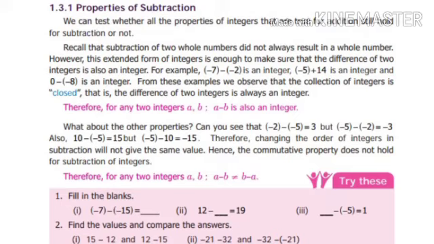Properties of subtraction. Here we have seen that only the closure property holds for subtraction of integers, whereas the commutative property and associative property do not hold for subtraction of integers.